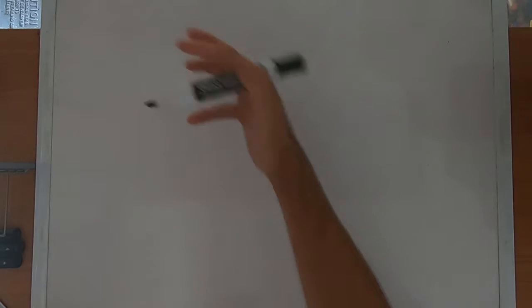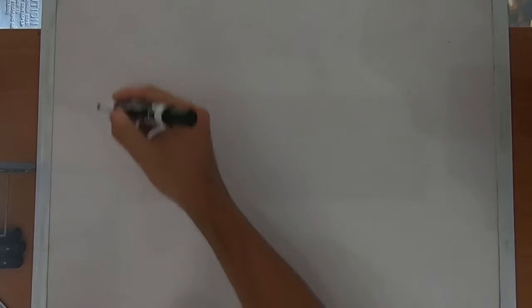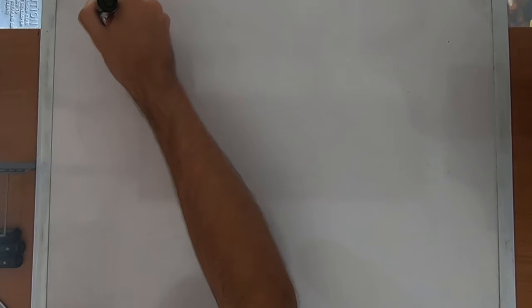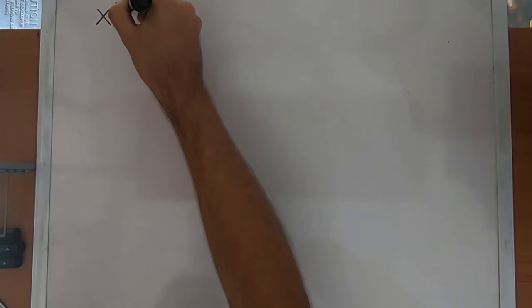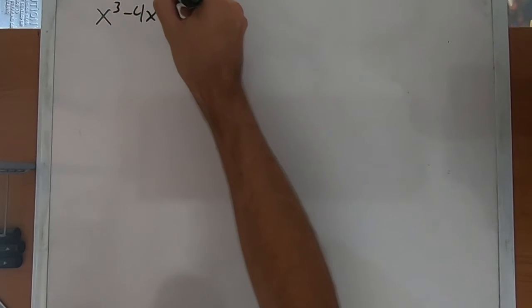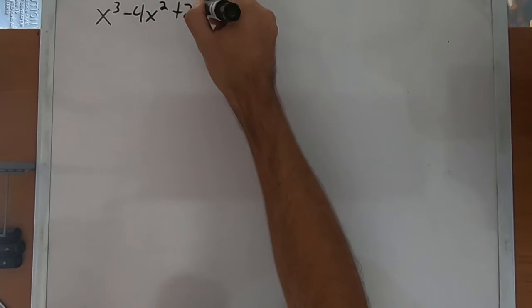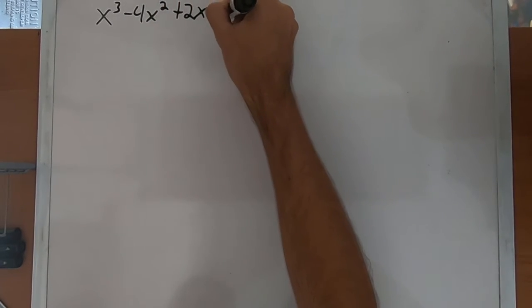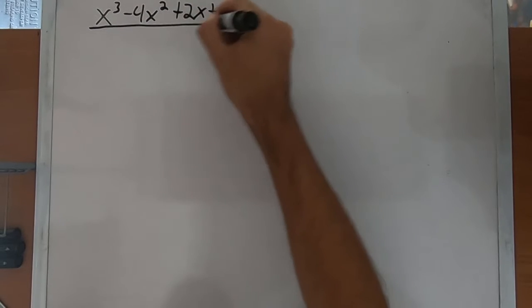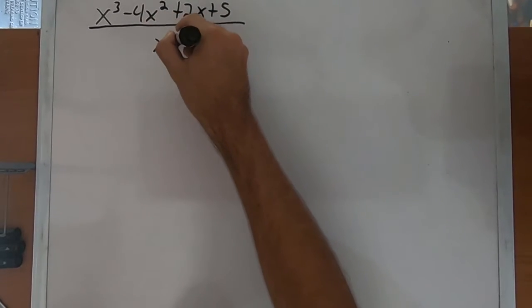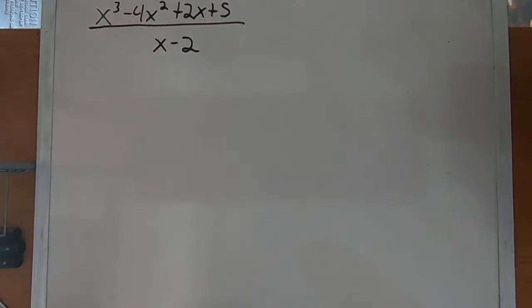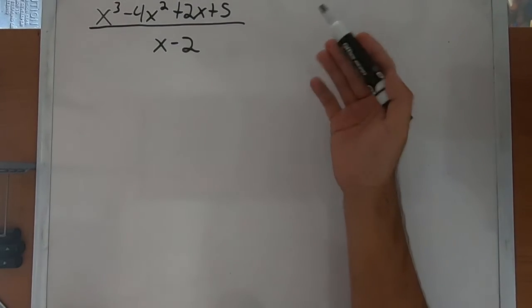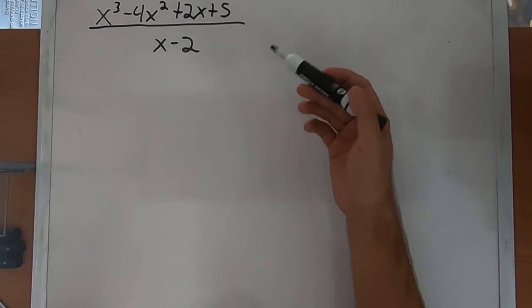Alright, so now we're going to be talking about synthetic division and long division in order to simplify. So let's say you're given x cubed minus 4x squared plus 2x plus 5, all over x minus 2. And you're asked to simplify it or factor it.